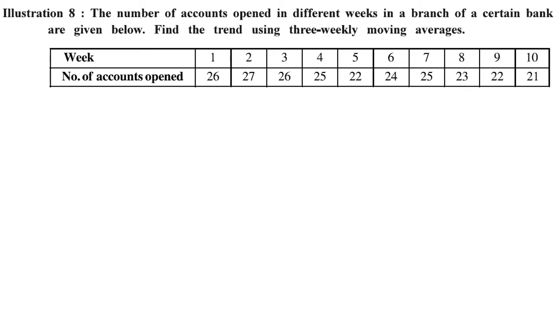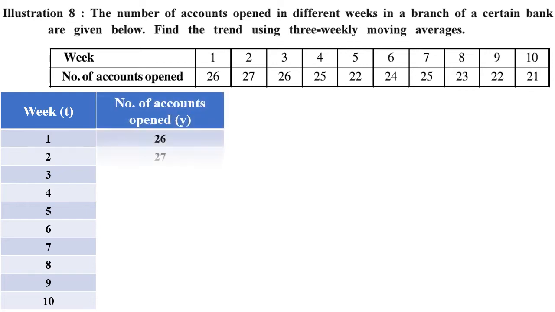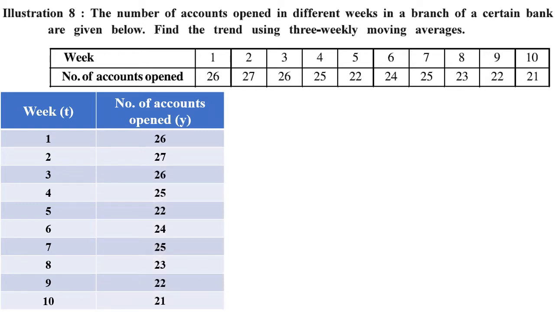So 3 weeks basically. We will start by writing down the weeks as 1, 2, 3, 4, 5, 6, 7, 8, 9, 10. First observe this properly, then pause it and write it down. Next we have to write down the number of accounts opened. The first column is weeks 1 to 10, and the second is the number of accounts opened, that is the variable y.